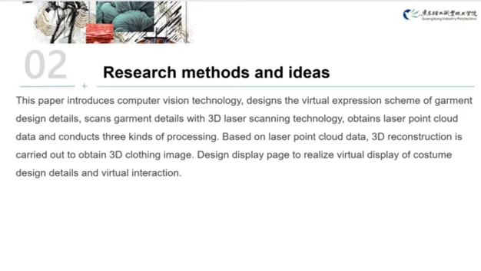This paper introduced computer vision technology and designs a visual expression scheme of garment design details, scans garment details with 3D laser scanning technology, obtains laser point cloud data, and conducts three kinds of processing. Based on laser point cloud data, 3D reconstruction is carried out to obtain 3D clothing imaging. Design display page to realize visual display of costume design details and visual interaction.